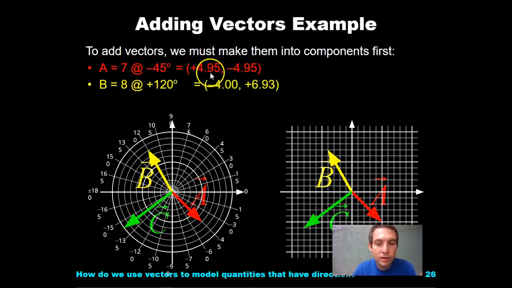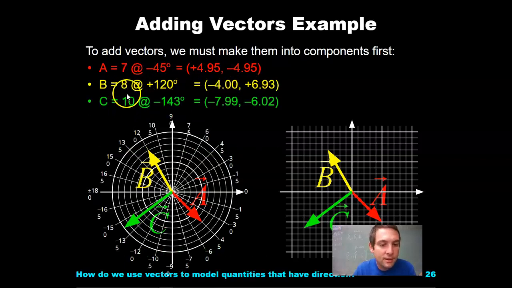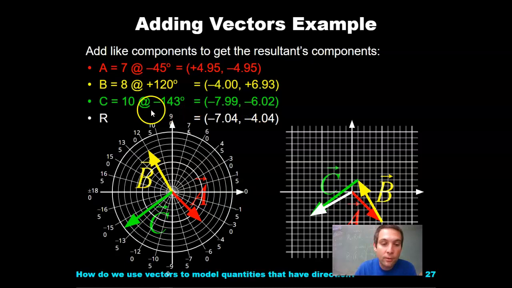So B, we do magnitude cosine theta to get the x component, magnitude sine theta to get the y component. C, magnitude cosine theta to get the x component, magnitude sine theta to get the y component. Now, the resultant means we just add up all of our x components, x, x, x, y, y, y, gives us that.